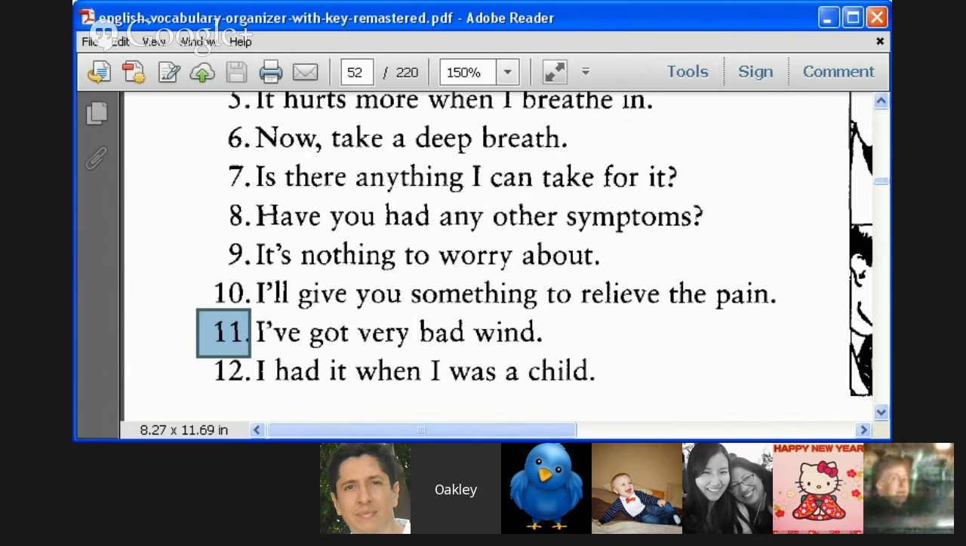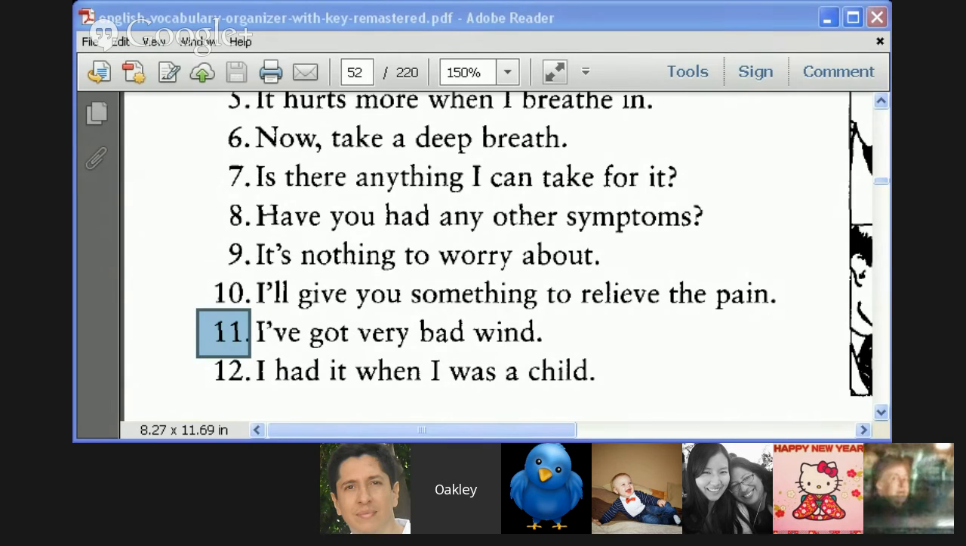In English, winded. Do you know what it means if you're winded? All right, I feel winded. That's an adjective. It means you're out of breath. You can't breathe. Maybe you ran too far. You ran up 10 flights of stairs or something. You got very bad wind. Actually, that means that you can't breathe very well.